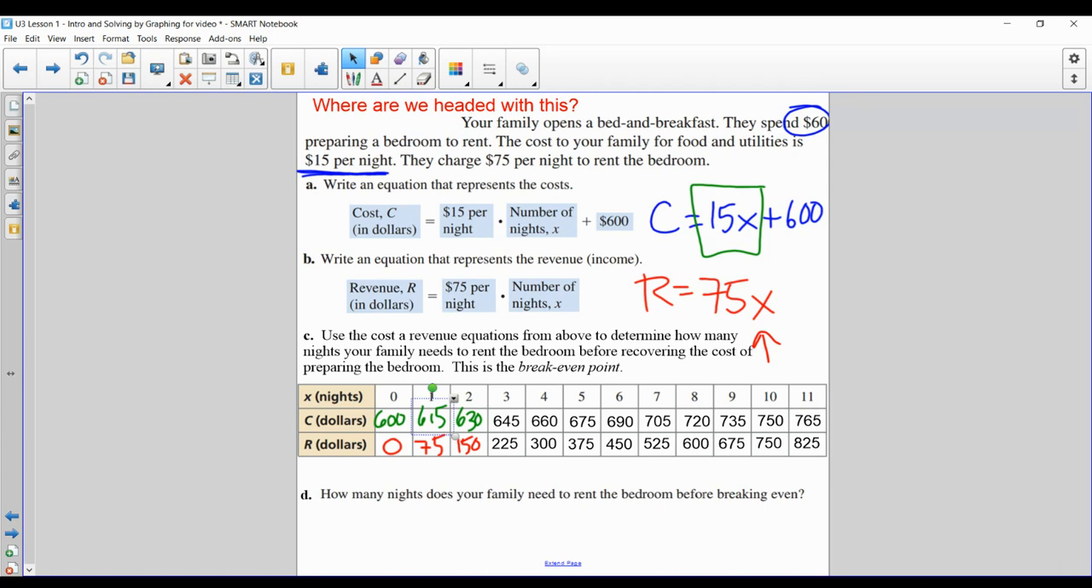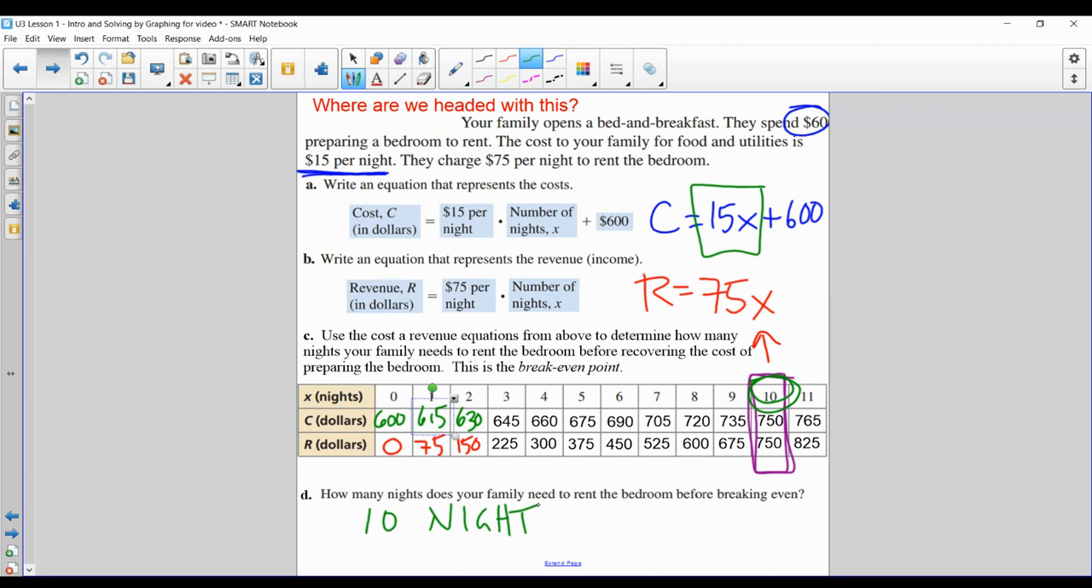So the question is, how many nights does your family need to rent the bedroom before you break even? Well, you're going to break even when the amount you spent is equal to the amount coming in. So you can see by looking at our table that right here, the amount going out and the amount coming in is the same. It's $750. So it would take us 10 nights to recoup the money that we had spent as income.